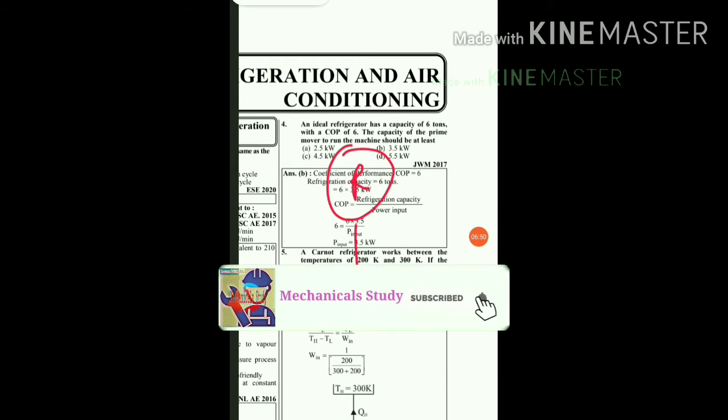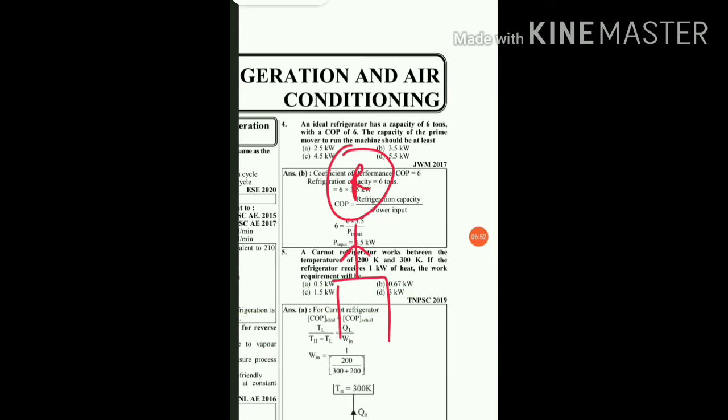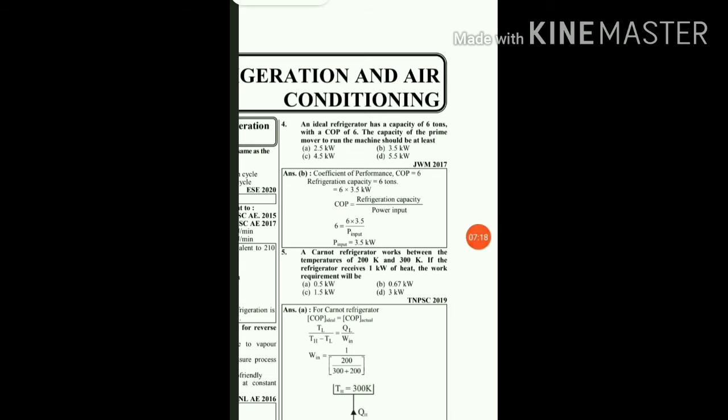So here one can write down, suppose I am considering the case of a refrigerator. A refrigerator is a device that extracts heat from a low temperature reservoir, T1, and gives it up to a higher temperature reservoir, T2, with some external work added. So here the refrigerator capacity is given, that is 6 tons, and its COP is also given.